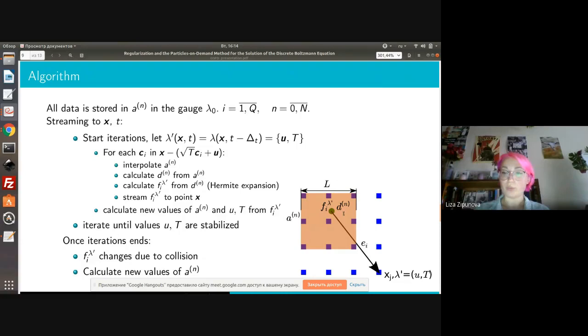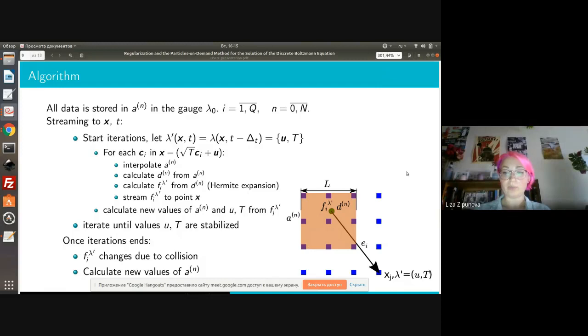Then at this point, we interpolate moments A. Then, with the help of the moments A, we calculate moments in moving frame D. From D, we calculate the discrete distribution function using Hermite expansion and stream it into point X. After streaming in this point all needed distribution functions, we can calculate new values of speed and temperature and correct our predictor gauge.